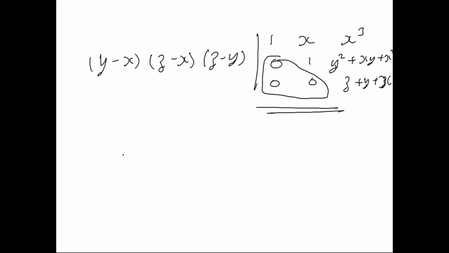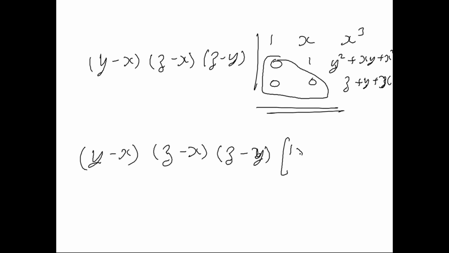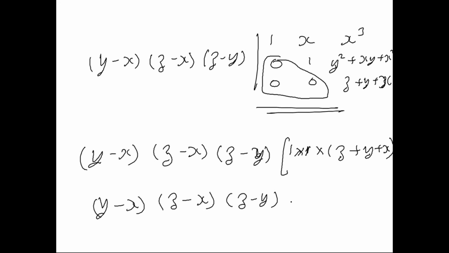So this part will have the determinant equal to the product of the principal diagonal. And what is the principal diagonal? 1 into 1 into z plus y plus x. So the entire answer becomes this. Avni, is that clear to you?